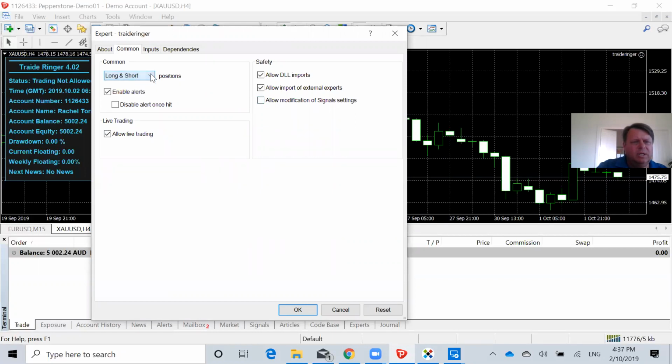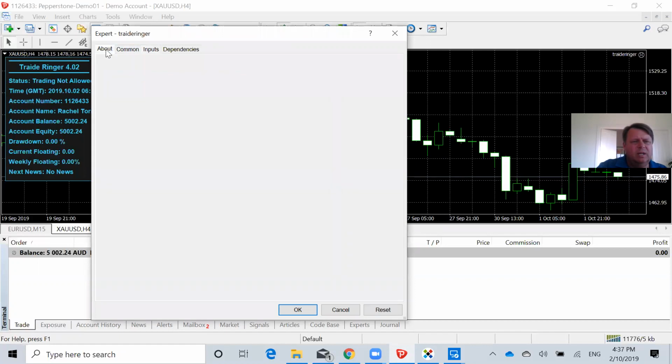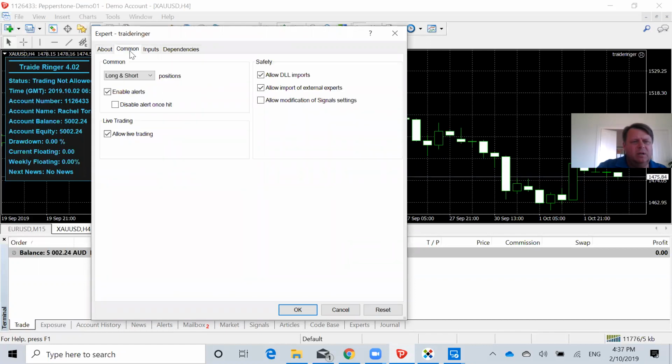long and short positions, yes. We want to trade both sides, allow live. Dependencies, we don't need anything in there. The inputs we've done, the about is just simply that. That should be the only one.